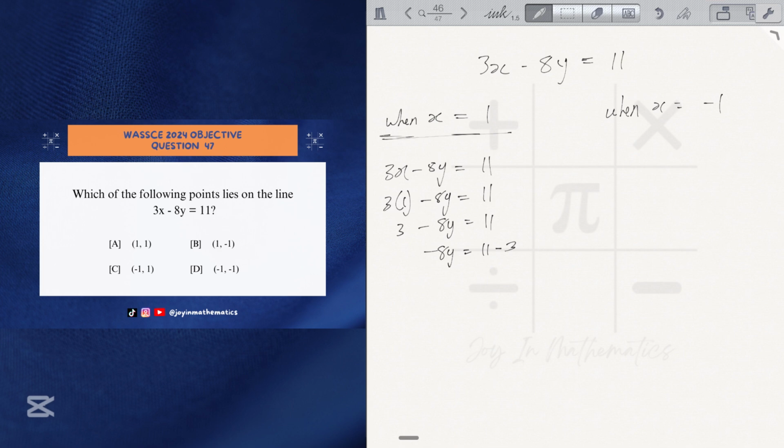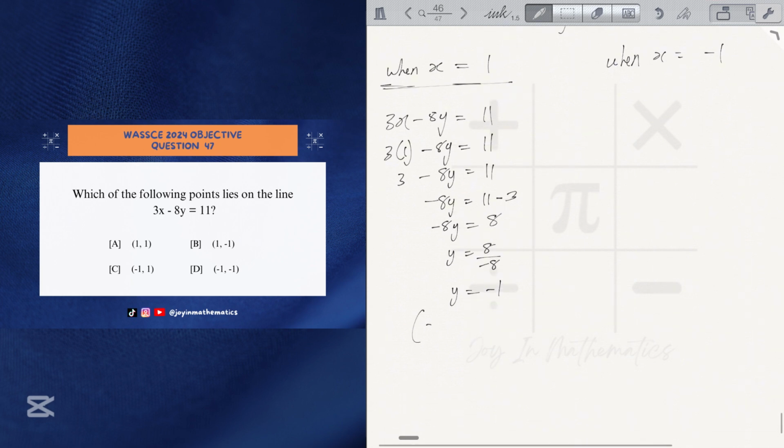So with respect to that, we have minus 8y equals 8, and y will be equal to 8 divided by minus 8, and y is equal to what? -1. So when x is equal to 1, y is equal to -1. So we can simply write this point as (1, -1).